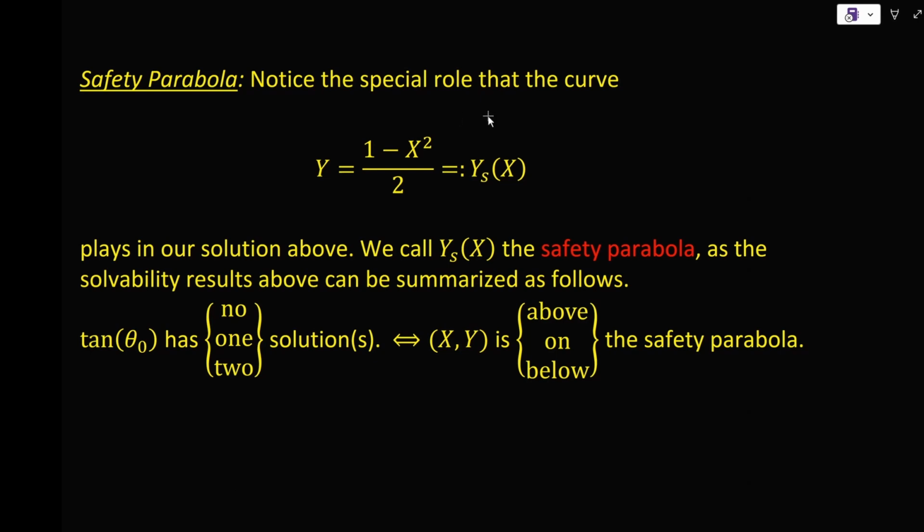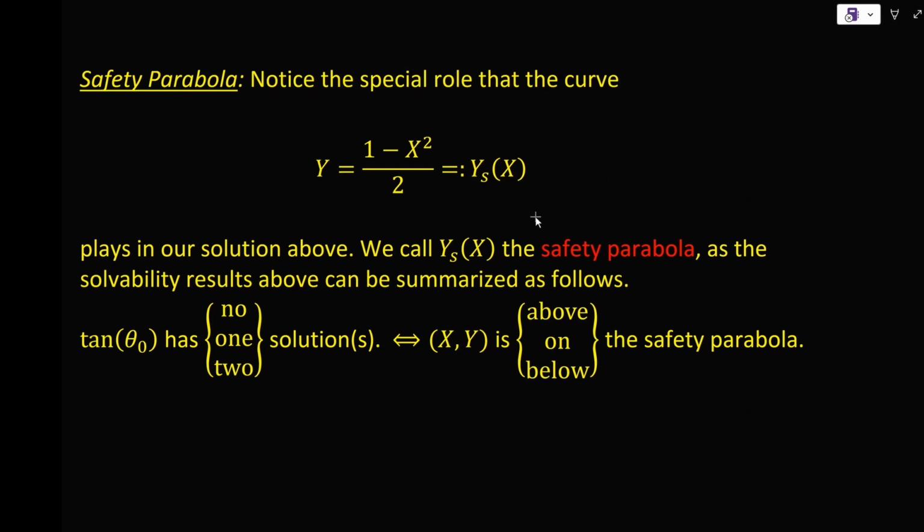We notice the special role that the curve Y equals (1 minus X squared) over 2 plays in our solution above. We denote this quadratic function of X as Ys of X, and this is what we call the safety parabola. It is called the safety parabola because, as we shall see, it is a boundary of the region that all possible trajectories can reach.